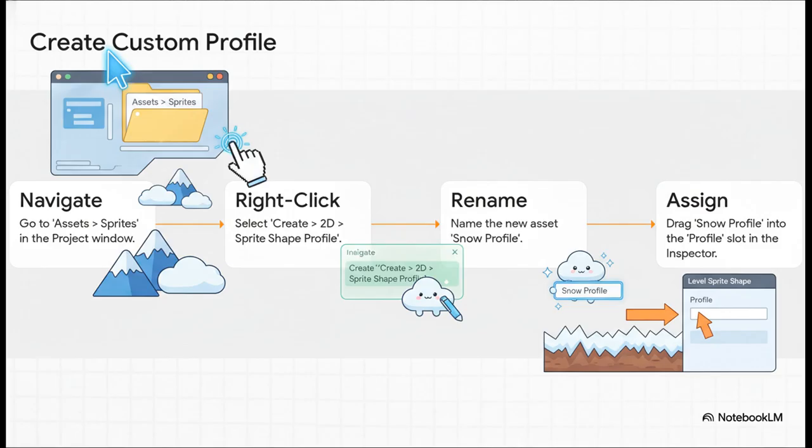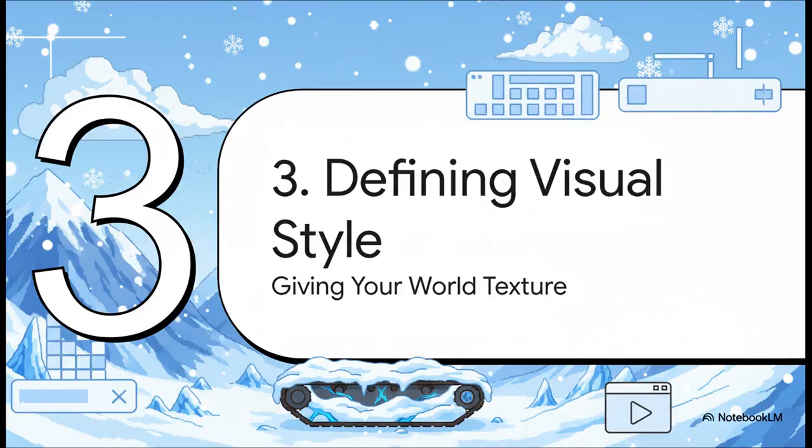Now, click on your sprite shape object in the hierarchy, and hey, I'd really recommend renaming that object to Level Sprite Shape just to stay organized. With it selected, look over at the inspector on the right. You'll see a spot that says Profile. Just drag your new snow profile right into that slot. Done. Awesome. So now our shape is officially using our own custom profile.